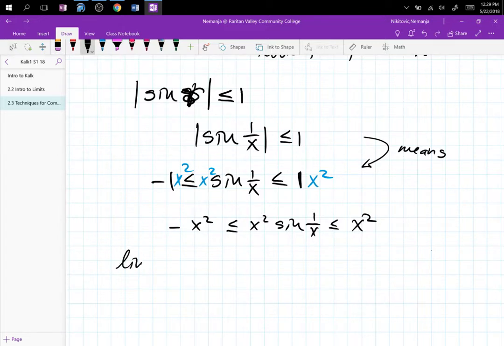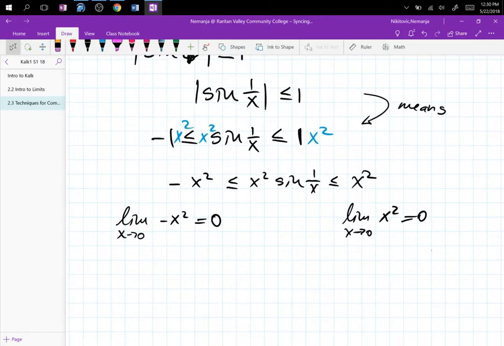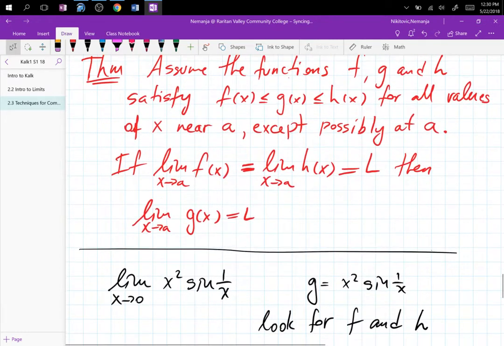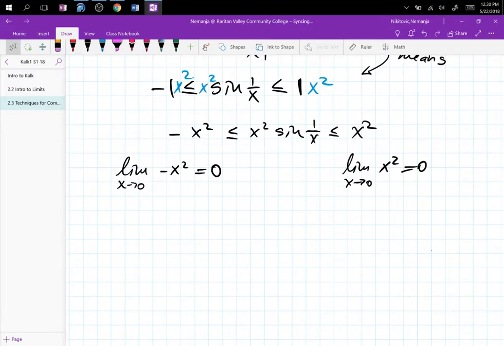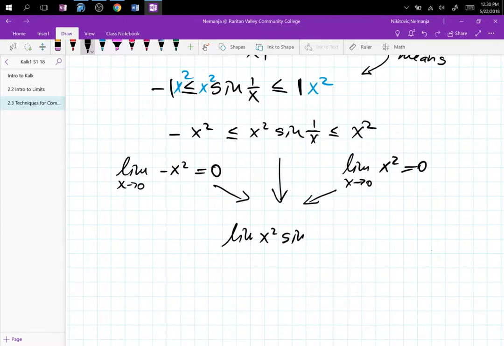So now you have the limit of negative x squared as x goes to 0, and you get 0. On the other side, you have the limit as x goes to 0 of x squared, and you get 0. By the theorem, the left limit is 0 and the right limit is 0, so the one that is squeezed in between has to be 0. That's the cheese part. So the limit of x squared sine 1 over x is equal to 0 by the squeeze theorem.